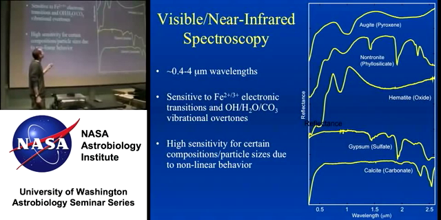And these are some of the different types of minerals that you can detect. There's augite, and these are the iron 2+ absorptions. Nontronite, which is a phyllosilicate, has these 1.4, 1.9, 2.3 micron absorptions. Hematite has the Fe3+, iron 3+ absorptions. Gypsum has water absorptions. Calcite has the carbonate absorption. So these all have distinct signatures that are very easy to distinguish from one another.